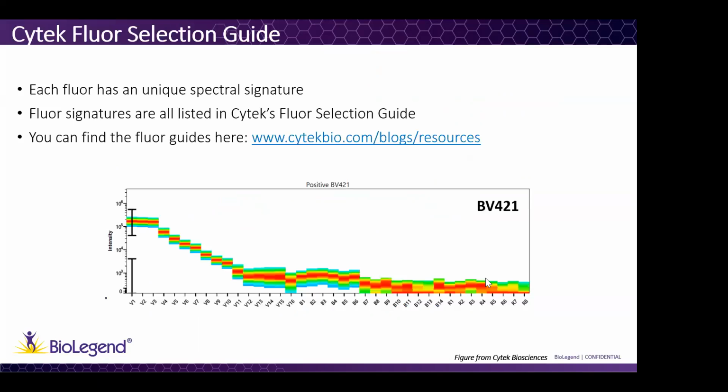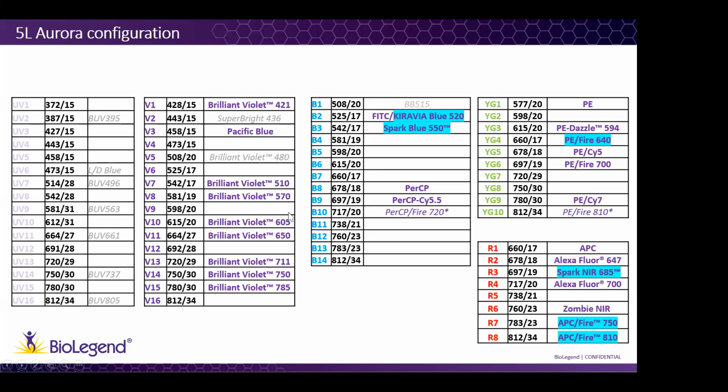So as mentioned, each of the fluors has a unique spectral signature, and all of these signatures are listed in the Cytek Fluor selection guide. So you can find it online from this address. And here is just an example of BV421, how it looks like in the instrument. And then a little bit more about the instrument configuration. So here we have a 5 laser Aurora instrument, and everything here that is listed in purple is something that we are providing at BioLegend.